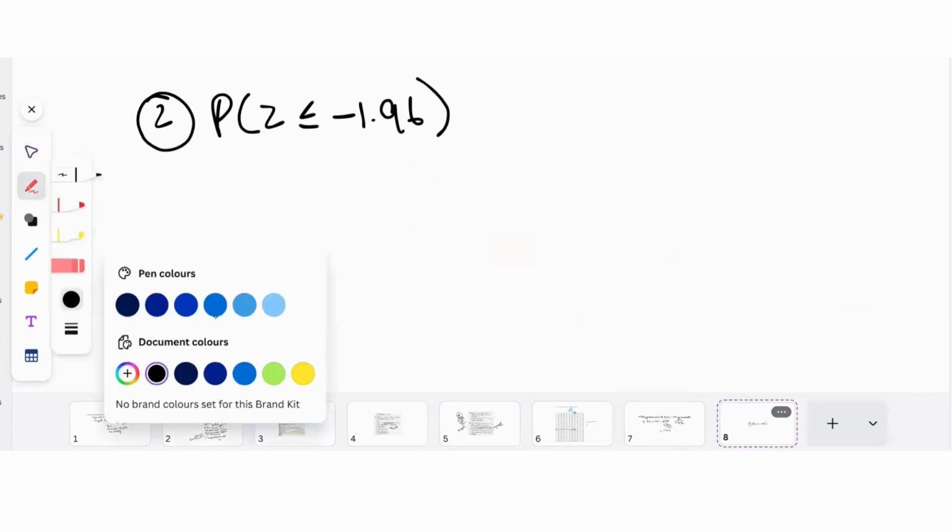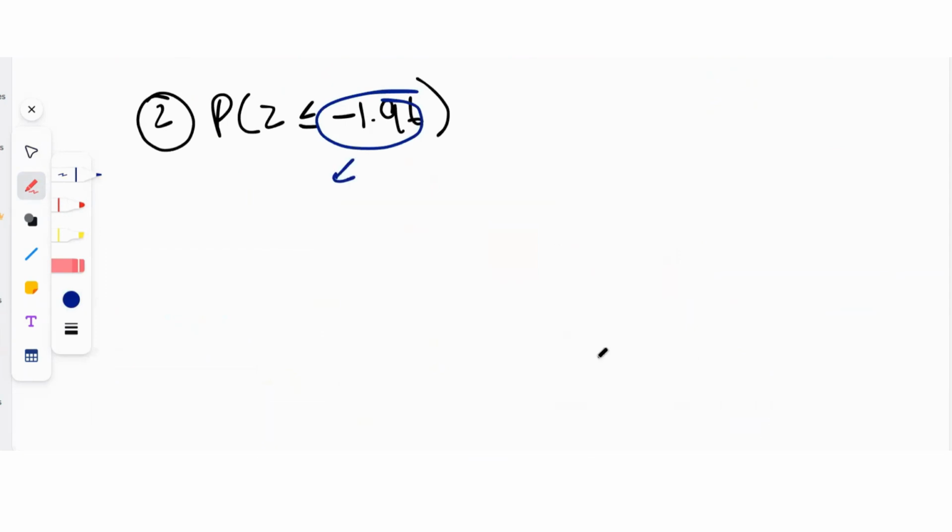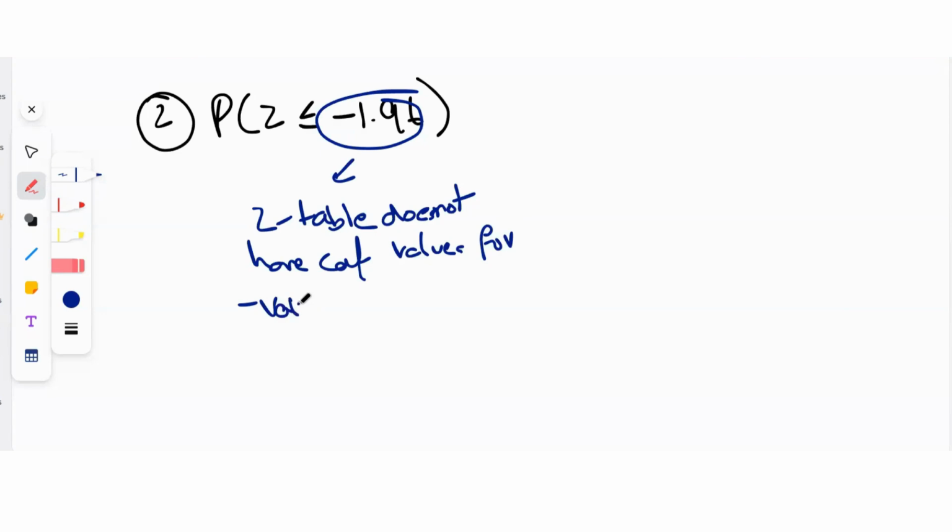So whenever you see a negative value, first always use the symmetry property to get a positive value, right? The Z table does not have CDF values for negative values. This is in the form of a CDF, right? We know the Z table that we're using gives us CDF values, but for positive values of Z, not for negative values of Z. So although it's in the form of a CDF, it's a CDF of a negative value Z, so we have to convert it into positive values. So use the symmetry property.